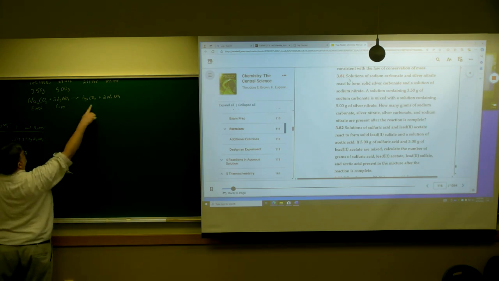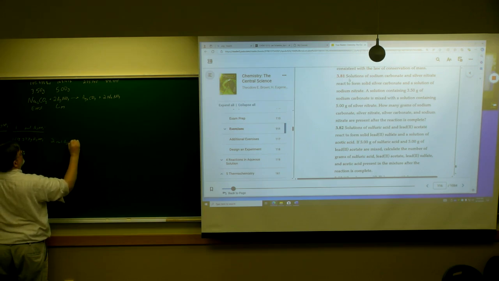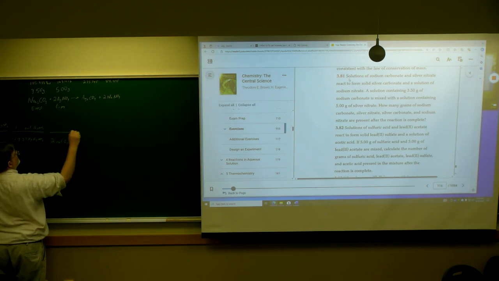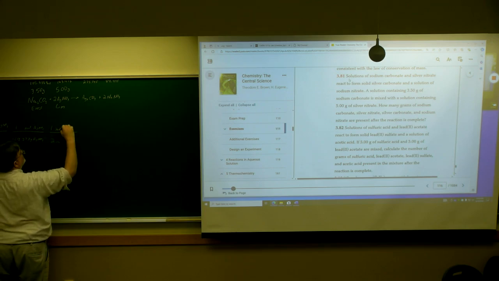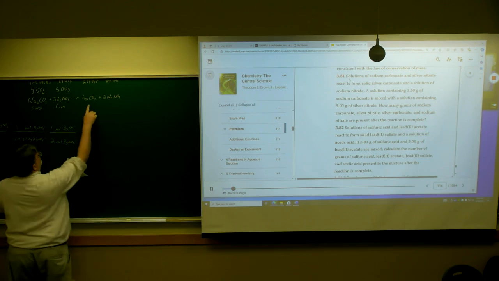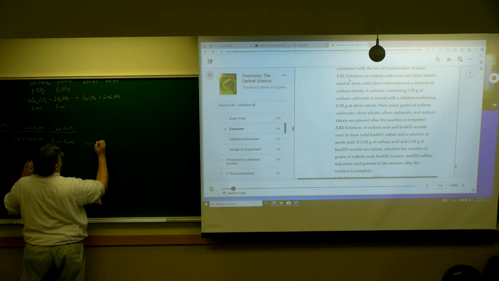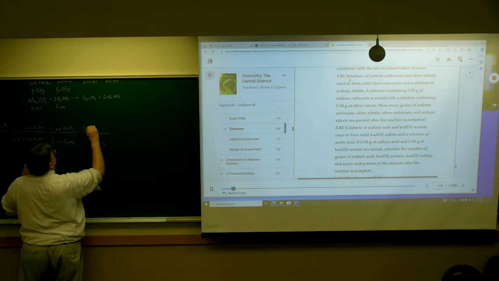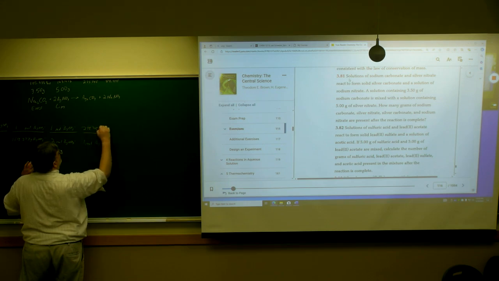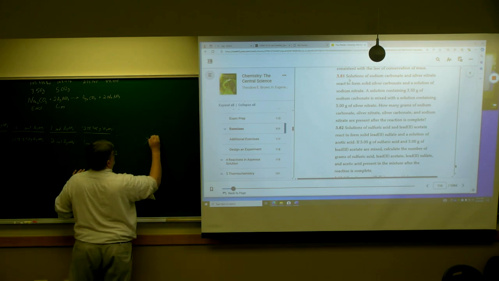And then we'll do silver carbonate first. So 2 moles of AgNO3, 2 moles of that to 1 mole of this, Ag2CO3, and then the grams per mole for this, 1 mole of Ag2CO3 is 275.745 grams. And then that results in grams.